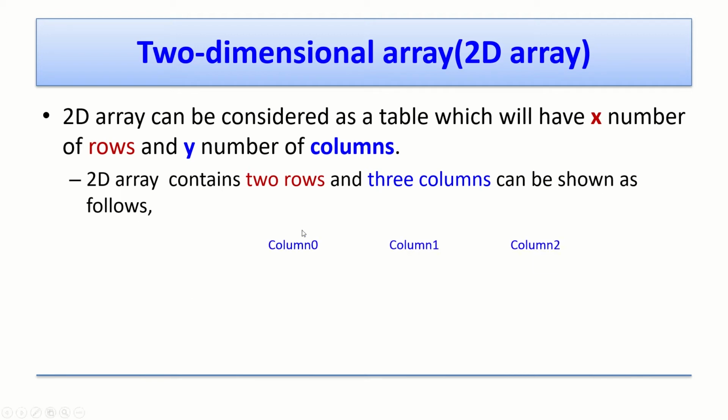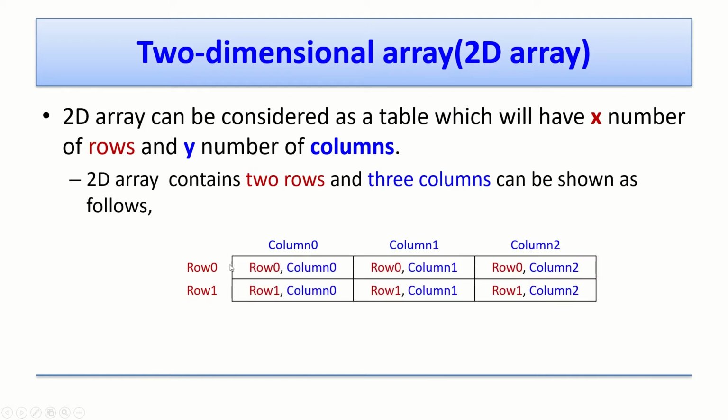In the horizontal direction we define three columns. Keep in mind that array indexing always starts from 0, therefore I label column 0, column 1, and column 2, and then two rows, row number 0 and row number 1. Usually we take the row number first, and then we specify the column number. So this cell can be labeled as row 0, column 0.